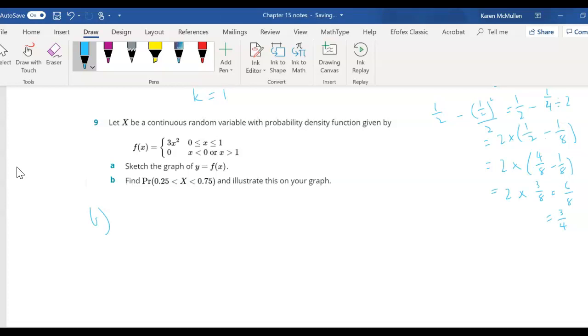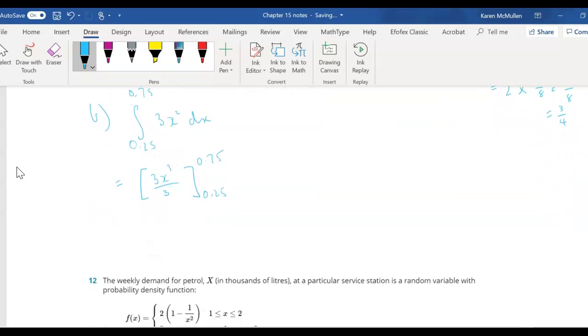Okay, so we want to go from 0.25 to 0.75. Oh, we have to sketch it on the graph. Okay, 3x squared dx. We'll do that as well. All right, so the antiderivative of 3x squared, so that becomes, increase that power, over 3, over 0.25 to 0.75. So those 3's cancel out and we're just left with x cubed, which is nice.